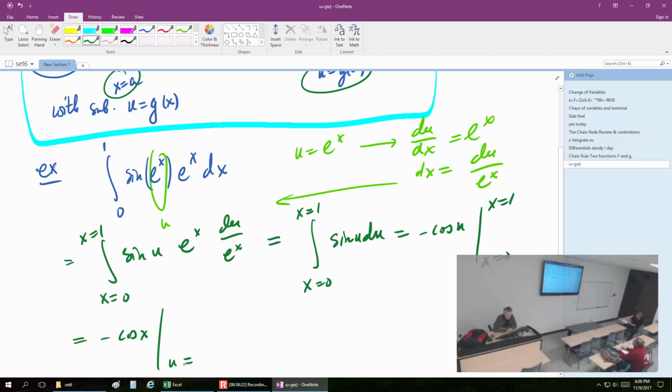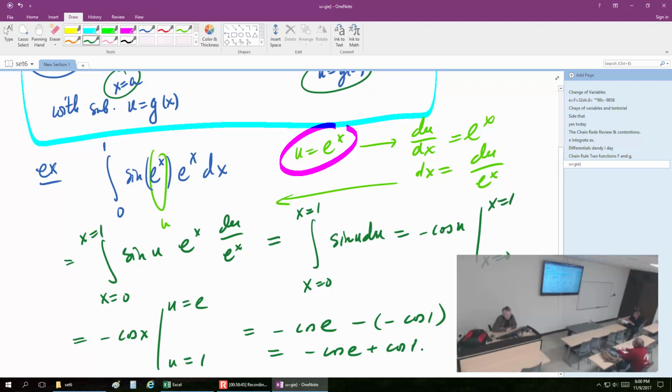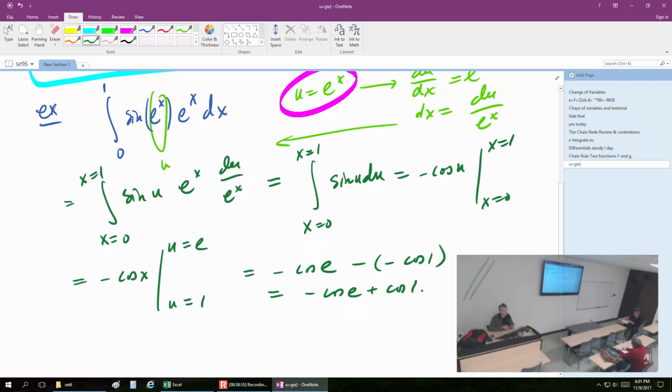So when x is equal to 0, with this being our substitution, what do we get? 1. And x equal 1, u is equal e. So we have then negative cosine e minus negative cosine 1, or whatever that is, negative cosine e plus cosine 1. So as you can see, was it of any savings? Does it really save us a lot of time in comparison to the standard way?